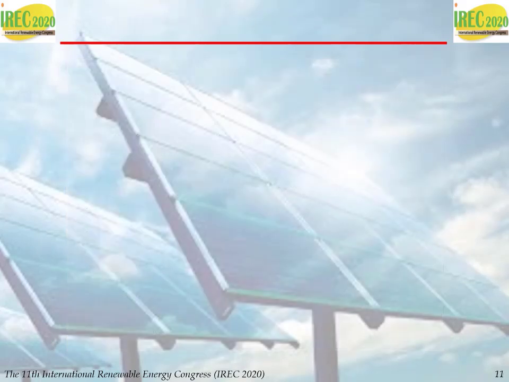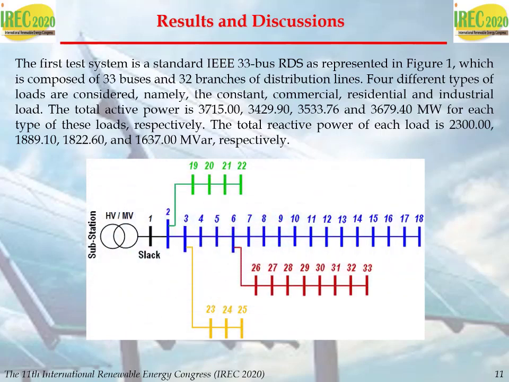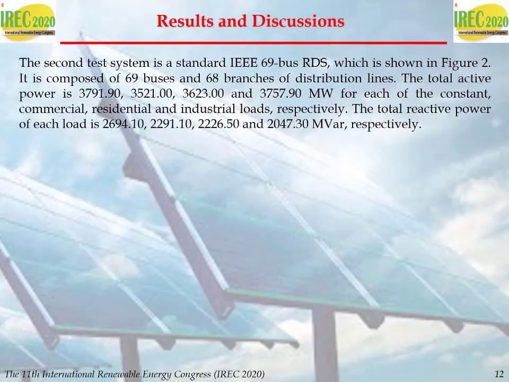In the section of results and discussion, first we talk about the test systems. The first test system is the standard IEEE 33 bus, which is composed of 33 buses and 32 branches, as represented in figure 1. The second test system is the standard IEEE 69 bus, which is represented in figure 2.